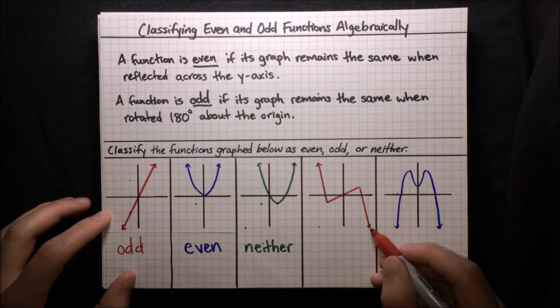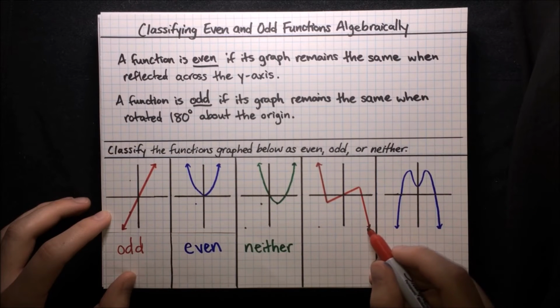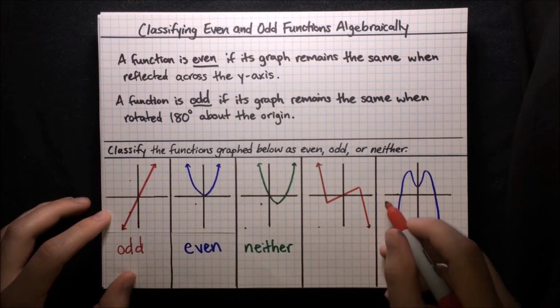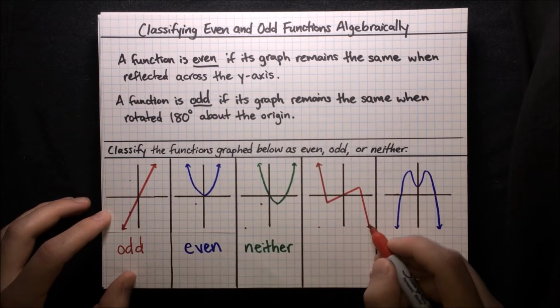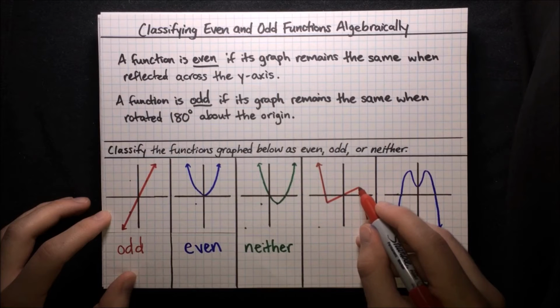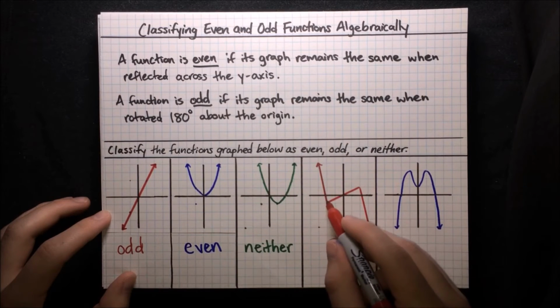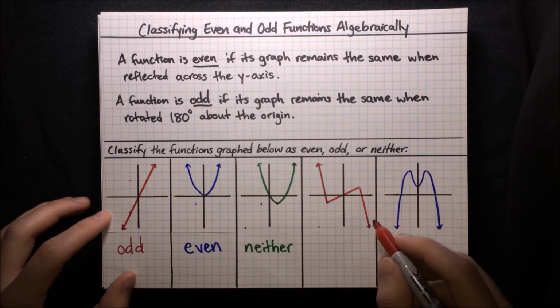But is it odd? Let's try rotating that point 180 degrees about the origin, and that goes to (-3, 4), which is right up here. So yeah, that's still on the function. What about the point here, (2, 1)? If we rotate that 180 degrees about the origin, that goes to (-2, -1), which is still on the function. Yeah, so it looks like it's odd.